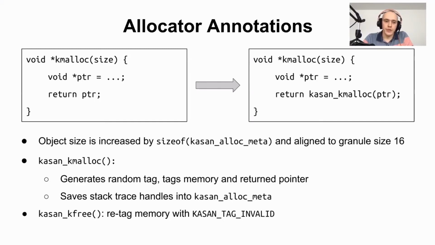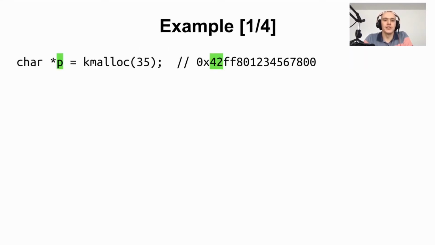Of course, also all of the objects are aligned to the granule size 16. And since all of the objects actually store metadata, we also have to increase the object size by the size of metadata. KASAN kfree, which is the annotation for the kfree function that frees memory, actually retags memory with the invalid tag. Here's a small example.